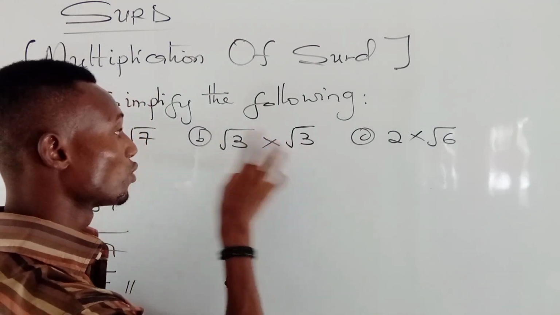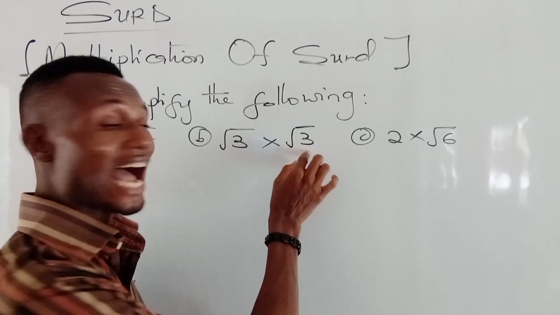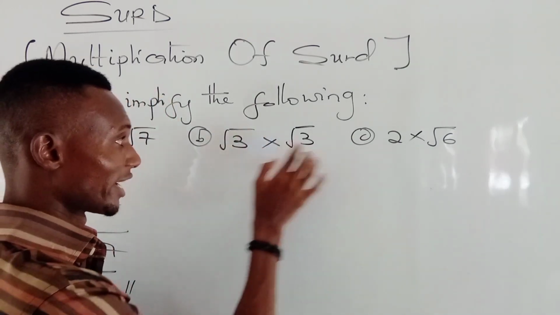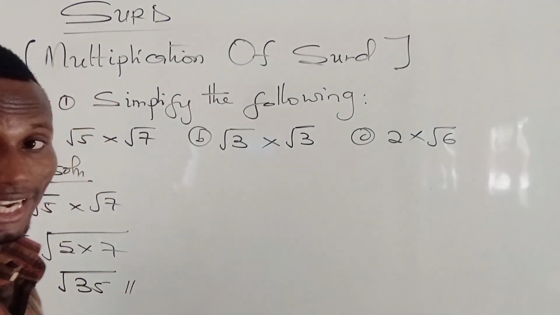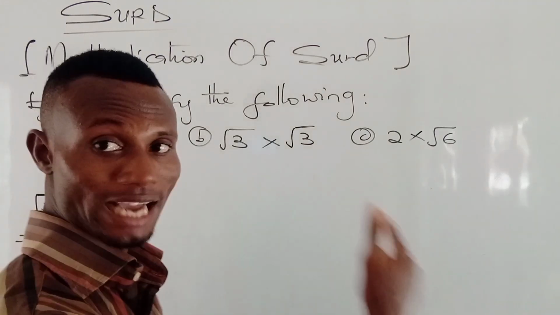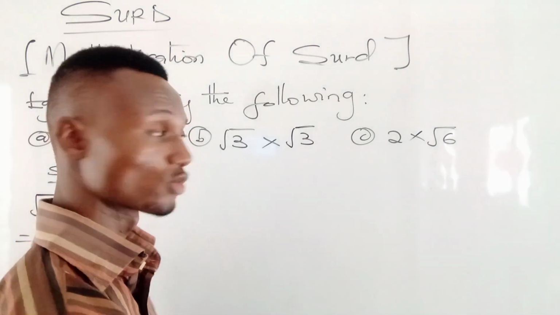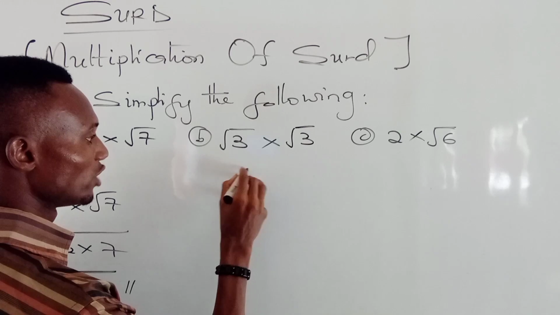You can see that this one also has a square root sign in both values, and the values are the same. This is square root of 3, this is also square root of 3. We can use the same process that we applied to the previous one. But there's another method that we can use to handle this one, and I'll show that to you as well. To solve this one, let me write my solution and let's do it together.